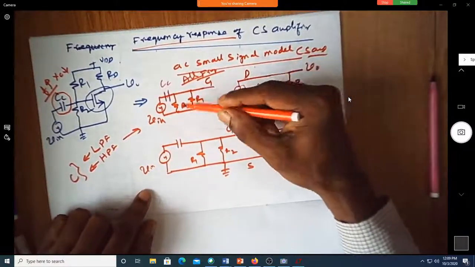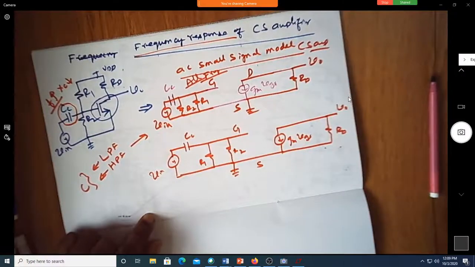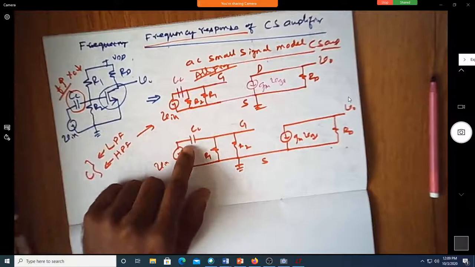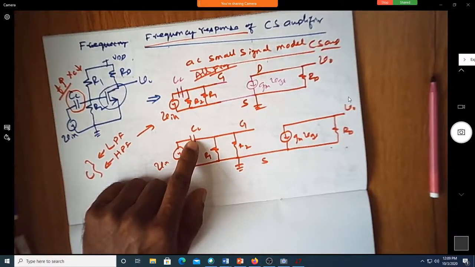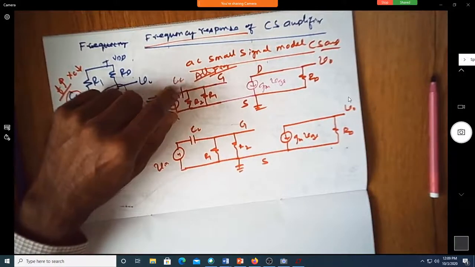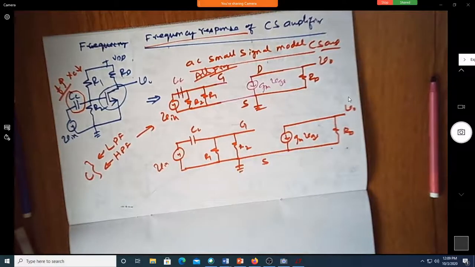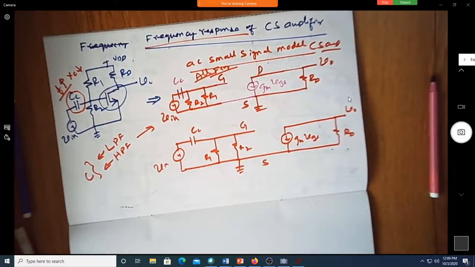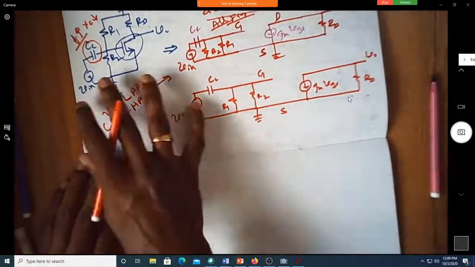The major change from this to this is that we have included CC. We have retained CC here because it will have an impact at lower frequencies. At lower frequencies, the impedance offered by this is high, so I cannot neglect it. We neglected this capacitor when we found the response of the amplifier at higher frequencies. Since it is at low frequency, I will not neglect it. Now this is one major correction.